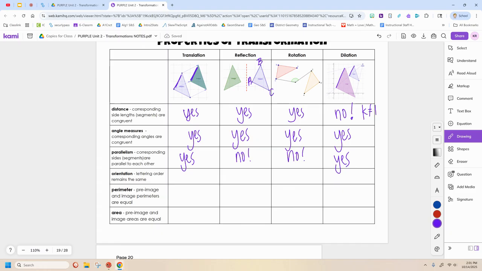So here, A, B, C, the direction of the letters is clockwise, going around the shape. But when I reflect, I get A prime, B prime, C prime. What's farthest away on either side of the mirror is farthest away. So now we go counterclockwise in naming. So orientation is a no for reflection. It is preserved for the other three.